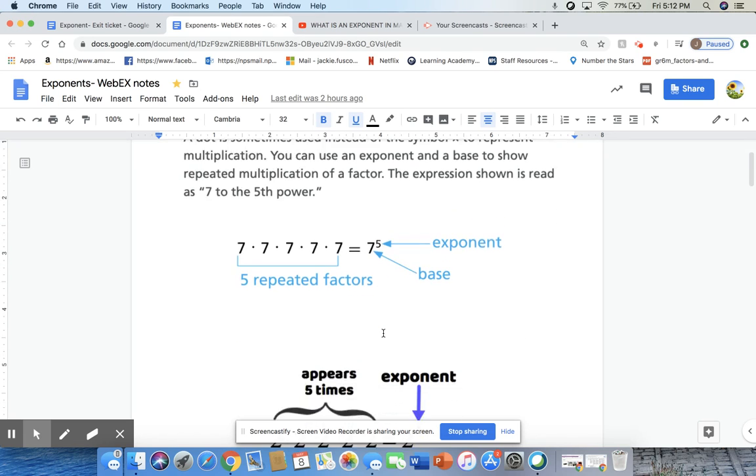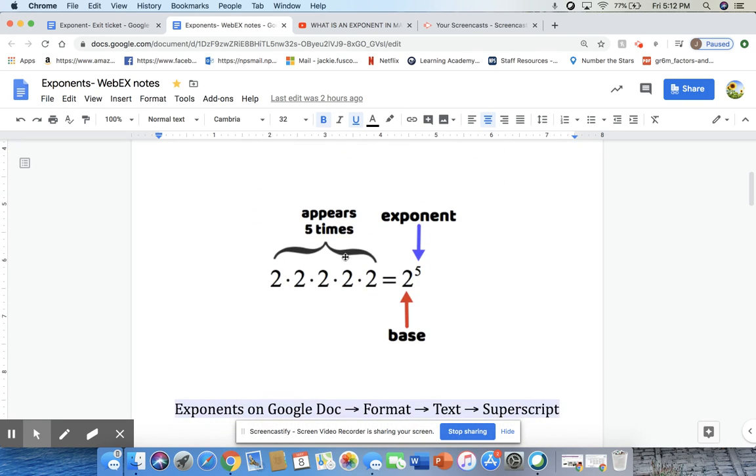Okay, let's keep looking. So here's another example. The number 2, which is my base, because that's the number that I'm multiplying, is being multiplied 1, 2, 3, 4, 5 times. So again, my exponent is 5. The number 2 is being multiplied 5 times.